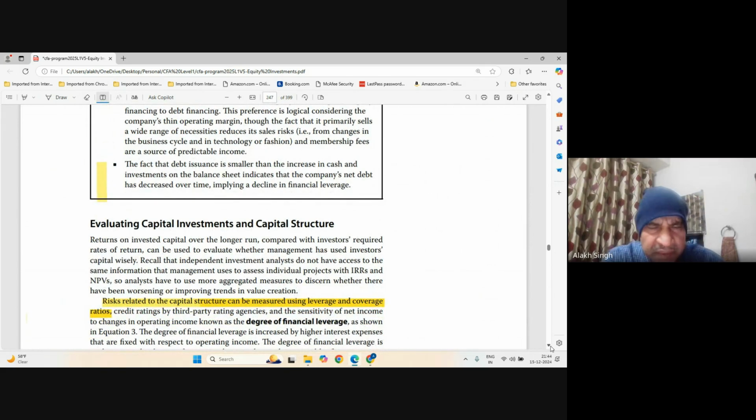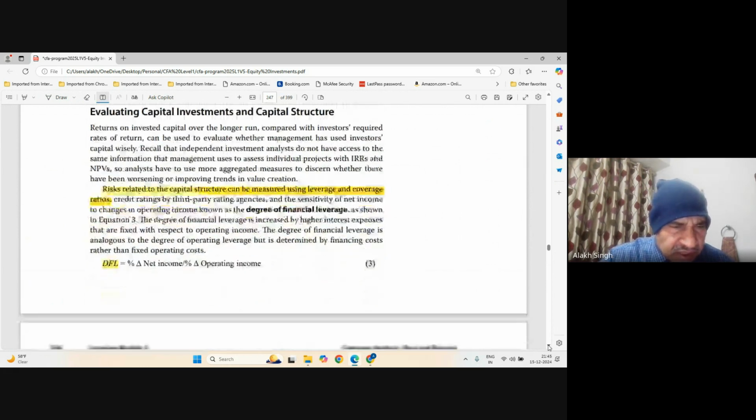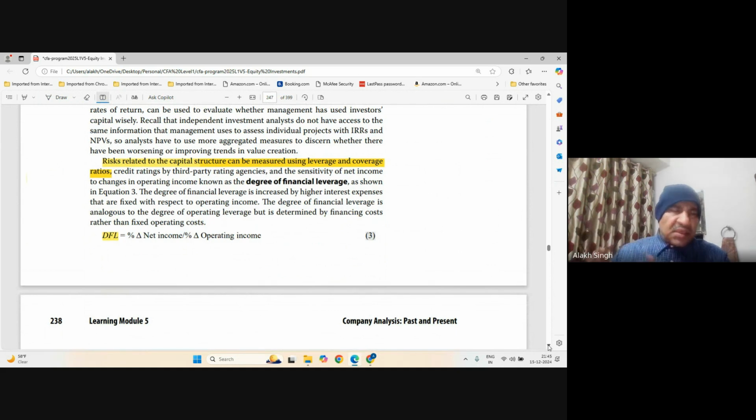Evaluating capital investment and capital structure. So degree of financial leverage we had studied. As the loan increases, our company becomes more risky, it is more leveraged, and that way we can measure the degree of financial leverage as total assets of the company divided by total equity. That was one measure of degree of financial leverage as per DuPont, but there can be another as well if we don't have that information.